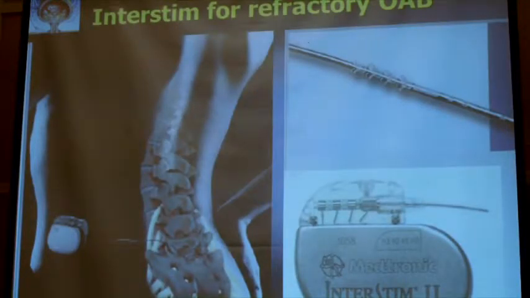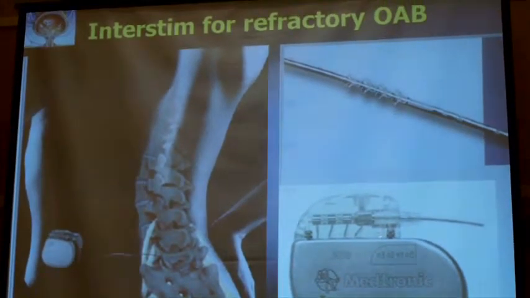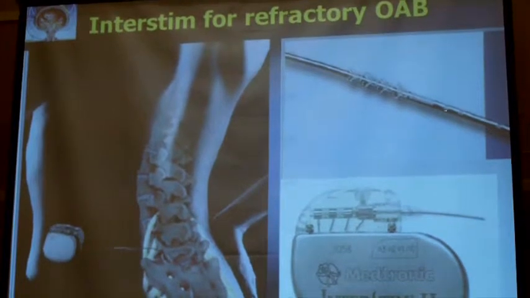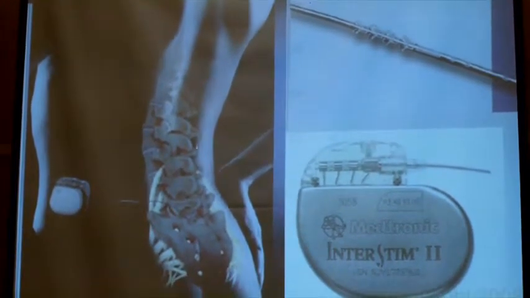And this is how we do the InterStim treatment. So basically, this is just like a pacemaker. It's a bladder pacemaker. What it does, and this is what we call a lead. It's a very thin lead. It's the back of the patient.